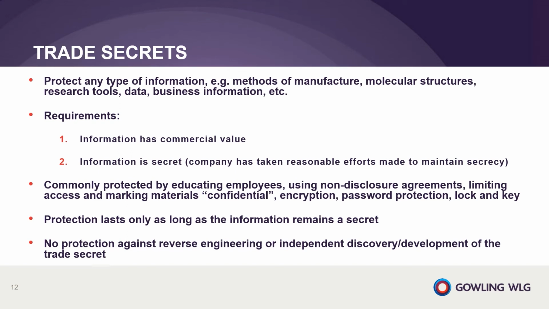Our final category of IP asset is trade secrets. Trade secrets can be used to protect any kind of information, so long as that information is not publicly disclosed. This includes inventions, designs, software, data, manuals, methods, and more.